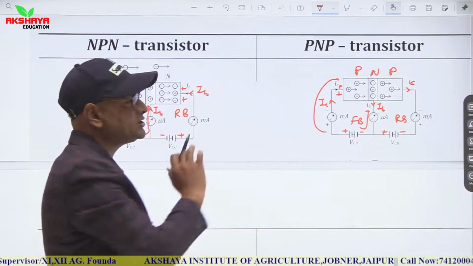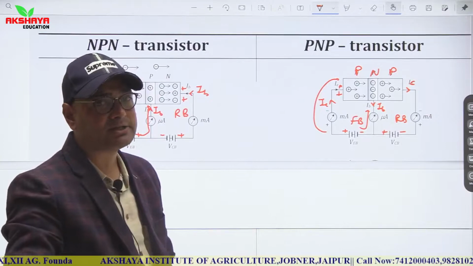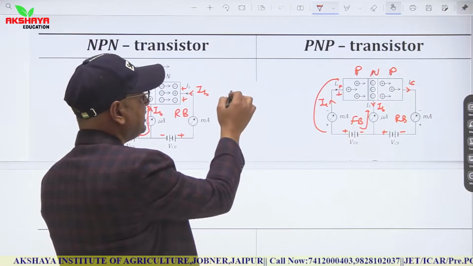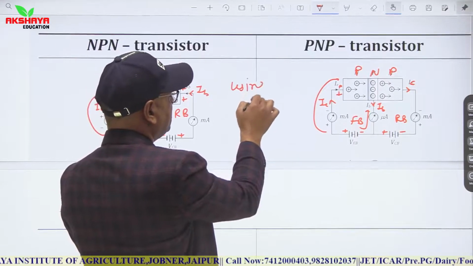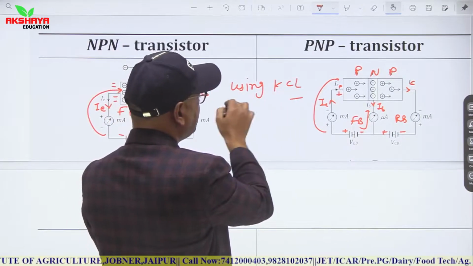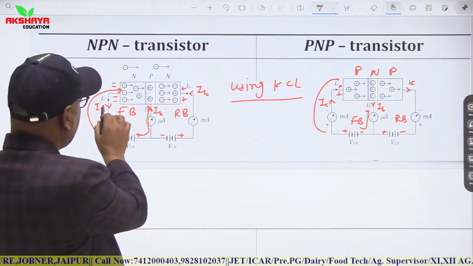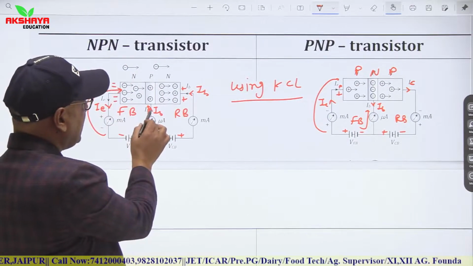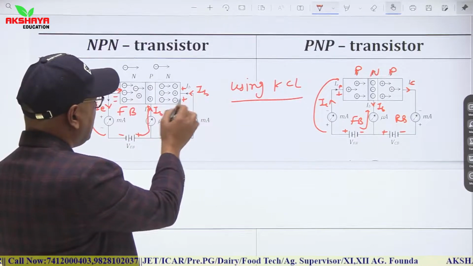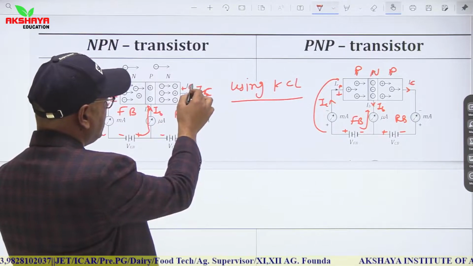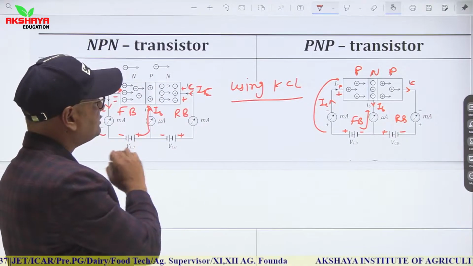So in both the situations, either it is PNP transistor operation or NPN transistor operation, if we apply KCL, Kirchhoff's current law, then we can clearly see, if we talk about NPN, then here the IE current is outwards and IB and IC currents are inwards.